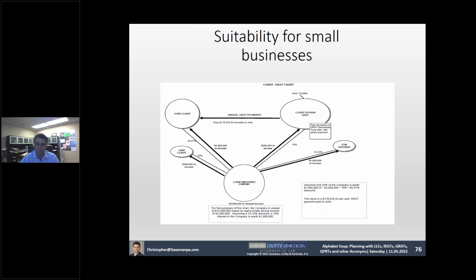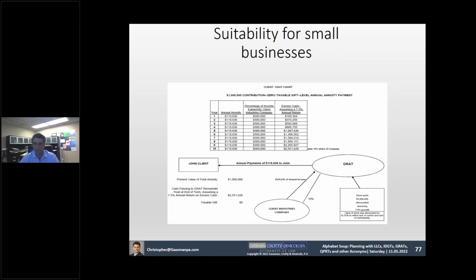The client had a company that was throwing off $3 million in annual income, and the client took 10%, put it into the GRAT, and based on the actuarial factors, the GRAT payment was about $120,000 a year. Well, $300,000 of income flowed out from the company to the GRAT, and then the GRAT paid $120,000 a year to the client. And by doing that, the GRAT was able to build up excess cash and reinvest that cash for the benefit of the desired beneficiaries.